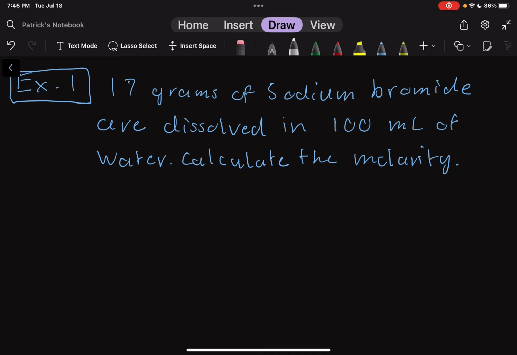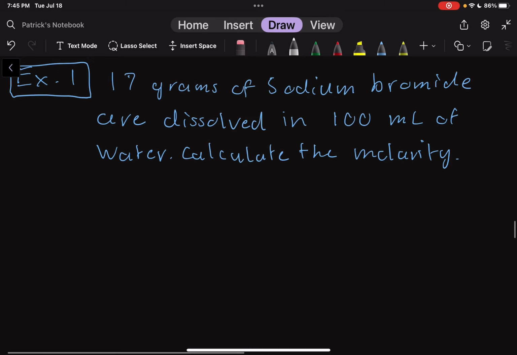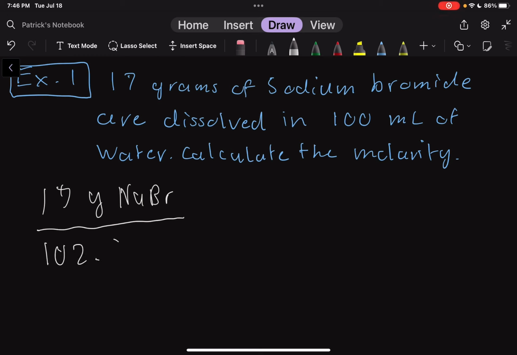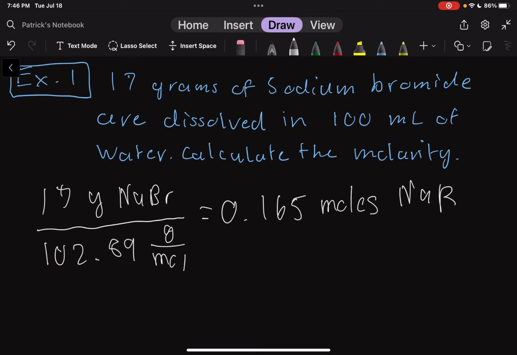This problem isn't necessarily difficult on its own, but we need to be careful not to fall into any traps here. The problem gives us the values in terms of grams and milliliters, so we'll need to convert these values. The molar mass of sodium bromide is 102.89 grams per mole, so we divide 17 grams by 102.89 to obtain 0.165 moles of sodium bromide.